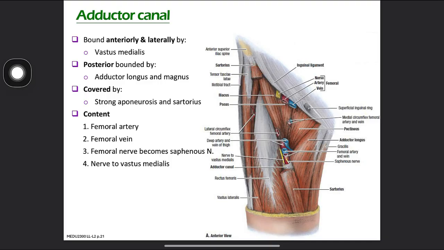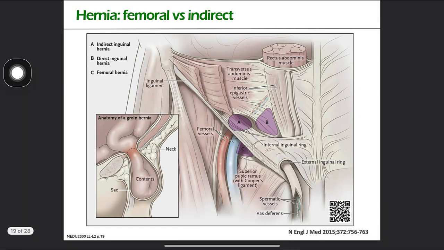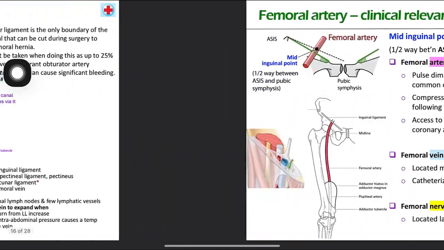What is the content inside? We have the femoral artery, vein, and nerve, right? The femoral nerve, actually, when it gets into the adductor canal, is already presented in the form of the saphenous nerve. Then where is the rest of the femoral nerve? The femoral nerve supplies the anterior compartment. That's why I can show you this image again. Yeah, this is a good one. Can you see that?